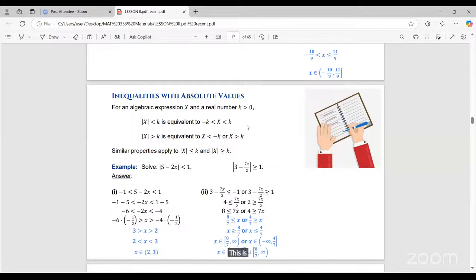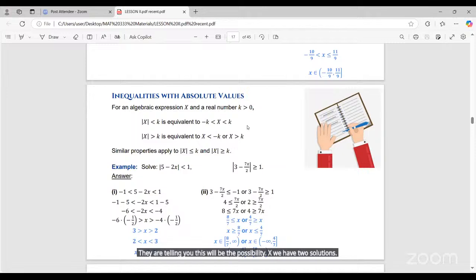This is simple logic. You should be able to see it. They are just playing with numbers here. If you have the absolute value of x being less than k, that means x is greater than minus k and less than k. They are telling you this will be the possibility. For x, we have two solutions.